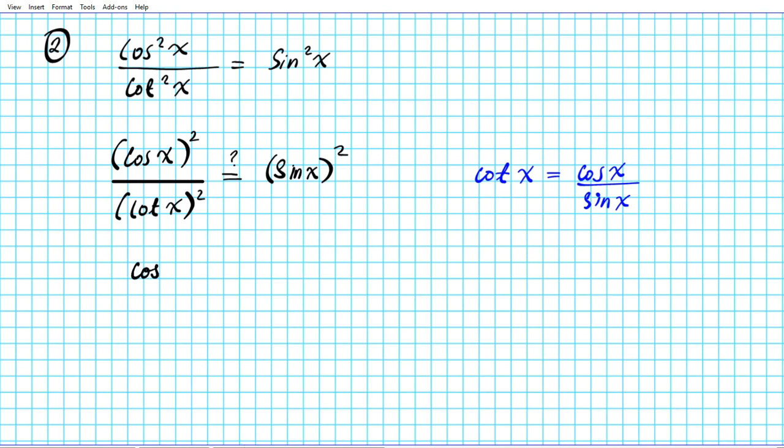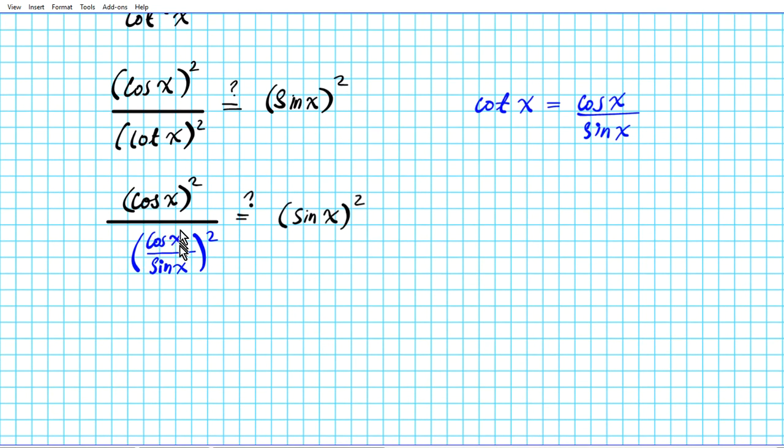So we have cosine x square divided by, we're now going to replace cotangent with its quotient identity, which is cosine x divided by sine x. And don't forget to square it. Now the question is, is the left side equal to sine x squared?